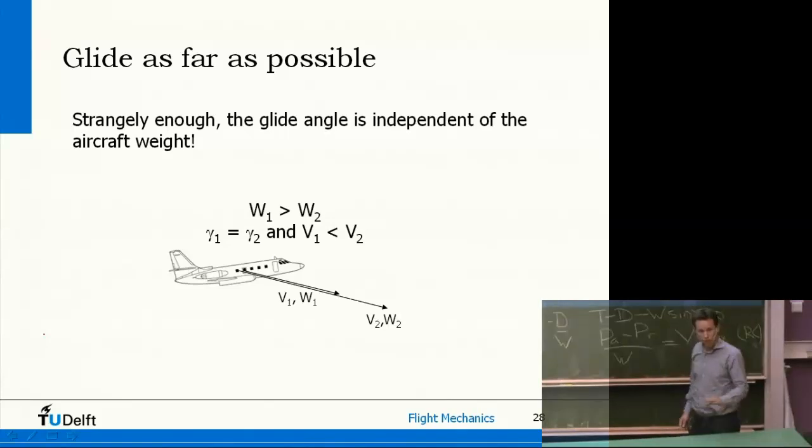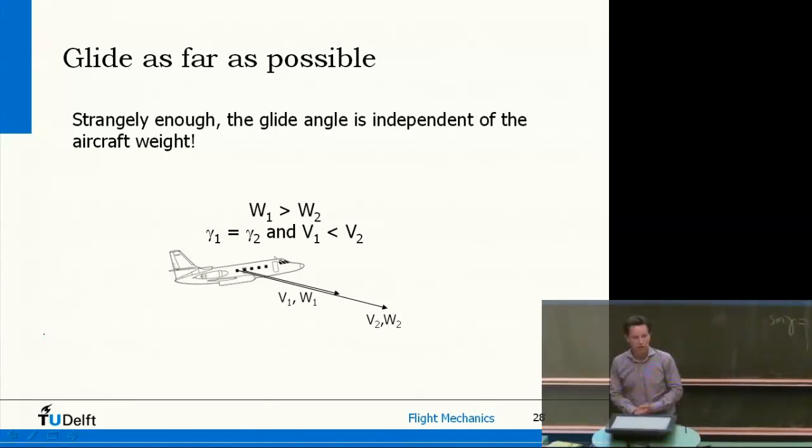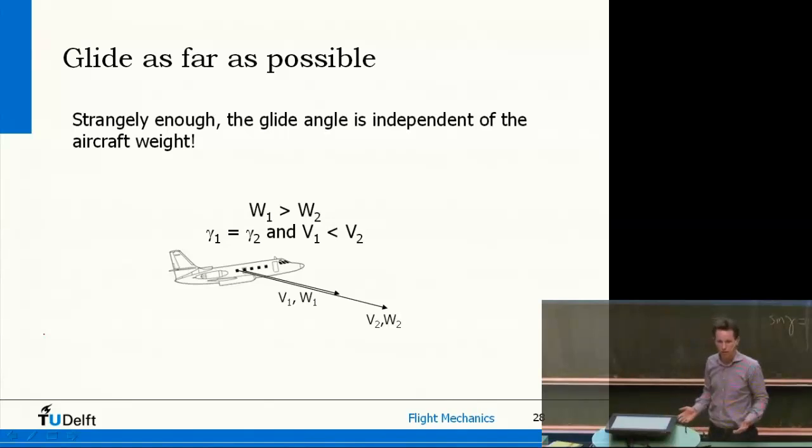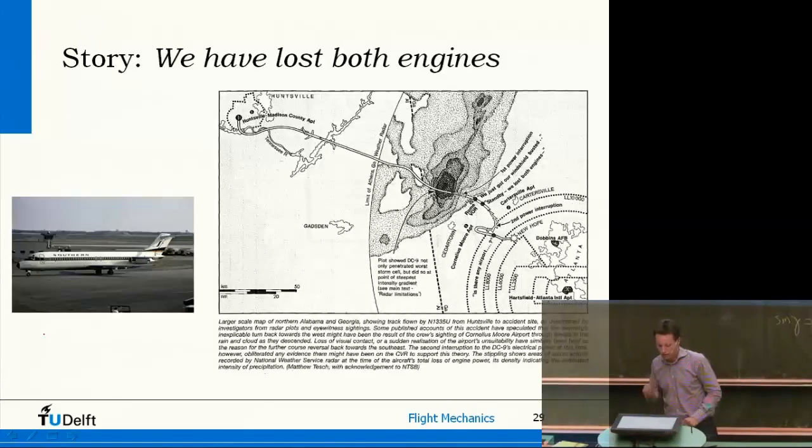But the lift over drag ratio determines basically at which angle you can fly. Of course, there's a limit to this. You cannot make the aircraft as heavy as you like, because that will also influence your stall characteristics or your minimum airspeed. But that's a different story. But it is a funny result.